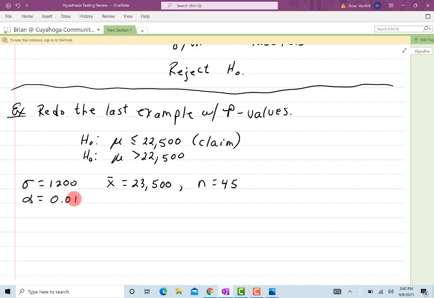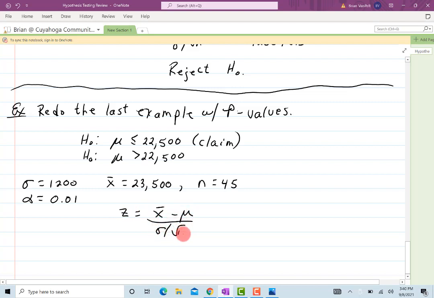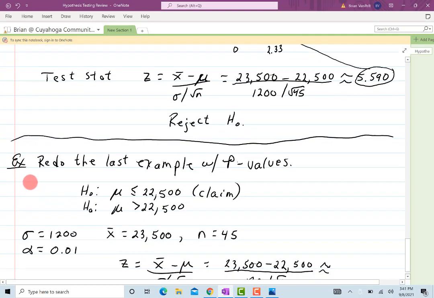First, let's calculate the test statistic. So we're going to have z equals x bar minus mu divided by sigma over the square root of n. And we have 23,500 minus mu, 22,500. I know I just did this, but it doesn't hurt to do it a bunch of times. So then we have sigma, 1,200, over the square root of 45. And we already did this calculation, 5.590.